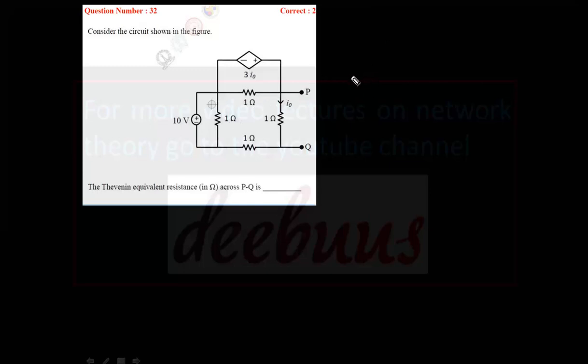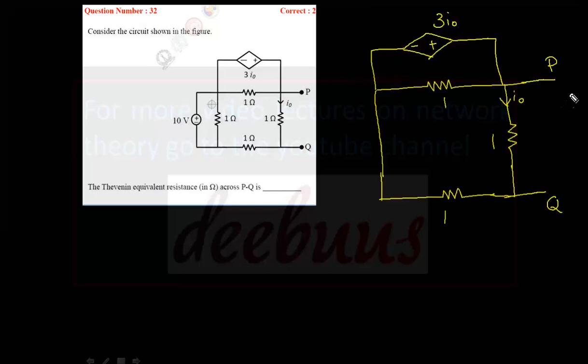So, now I am redrawing the figure. The redrawn figure looks like this, right? I have replaced the 1 ohm with a short circuit as we have deactivated the voltage source too. Now, as there is no independent source in this circuit, I have to apply a test 1 ampere current source to measure the Thevenin resistance, right? Now, Thevenin resistance RTH equals the voltage across PQ divided by the current 1 ampere, right?